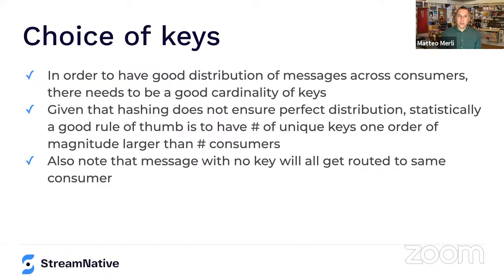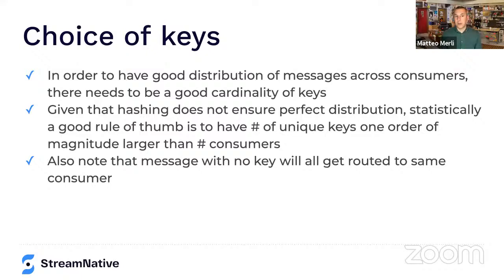The choice of the ordering key of the message is very important because the key is what determines a good distribution of messages across the consumers. If you don't have a good distribution, you will have a skewed assignment to consumers. One consumer will get more messages than others, and that consumer might become the bottleneck. You could add more consumers, but if you don't have a good cardinality of keys, that won't help, because since we have to guarantee ordering and stickiness, all these skewed keys will go to a few consumers.